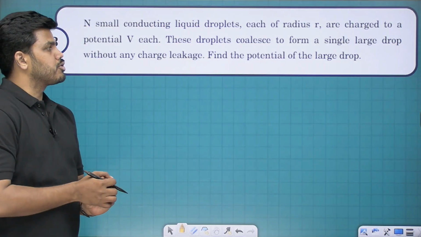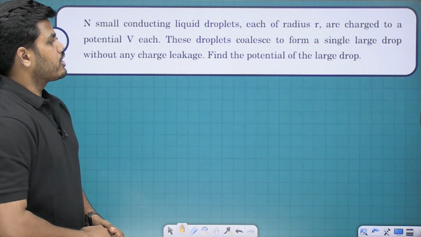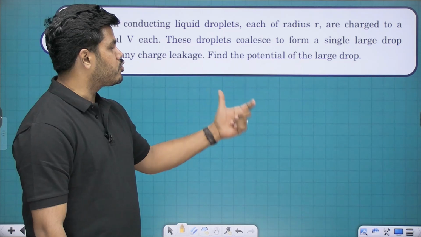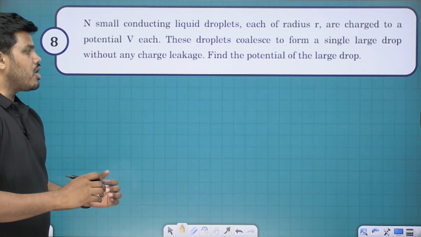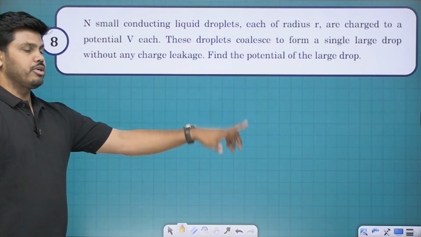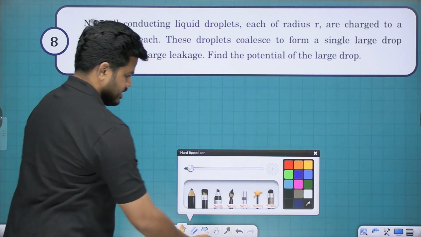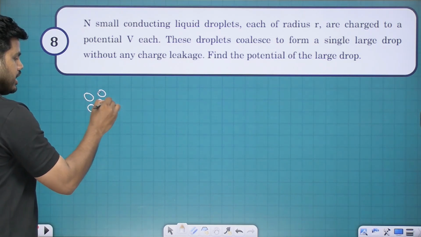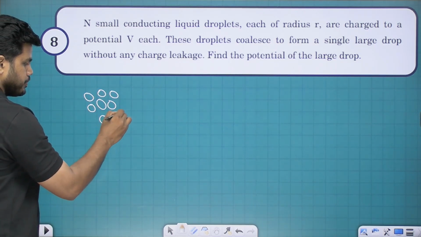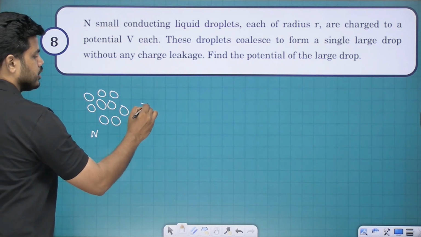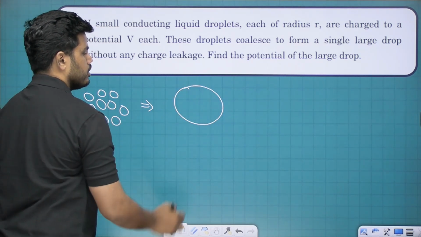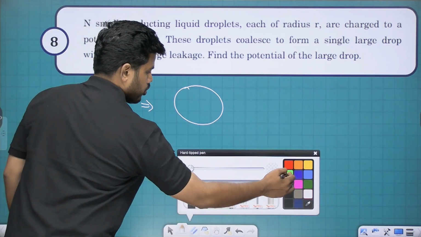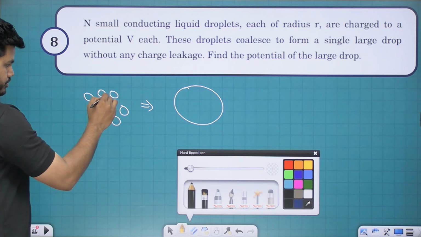N small conducting liquid droplets, each of radius r, are charged to a potential V each. These droplets coalesce to form a single large drop without any charge leakage. Find the potential of the large drop. We are going to combine so many small droplets, actually n number of small droplets, capital N, into a very big single drop.